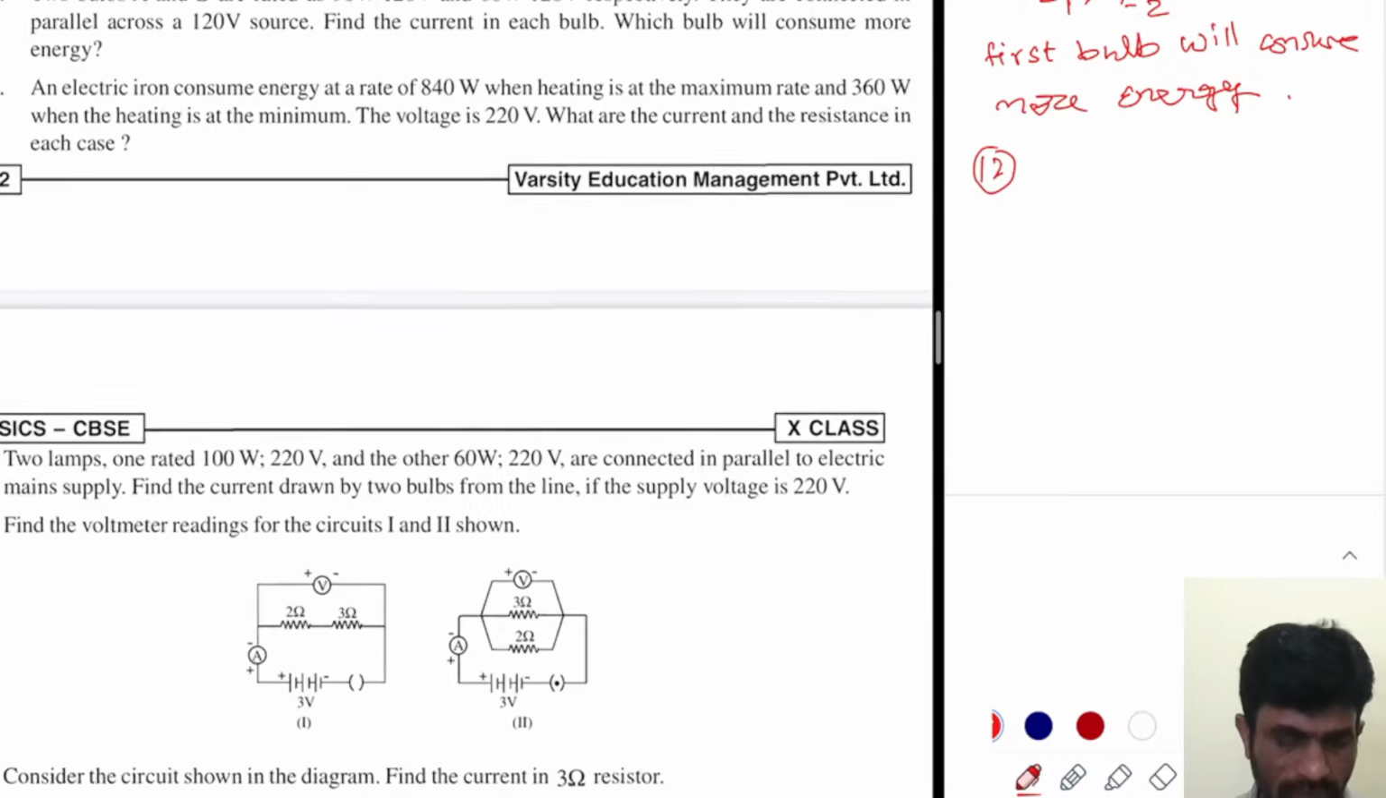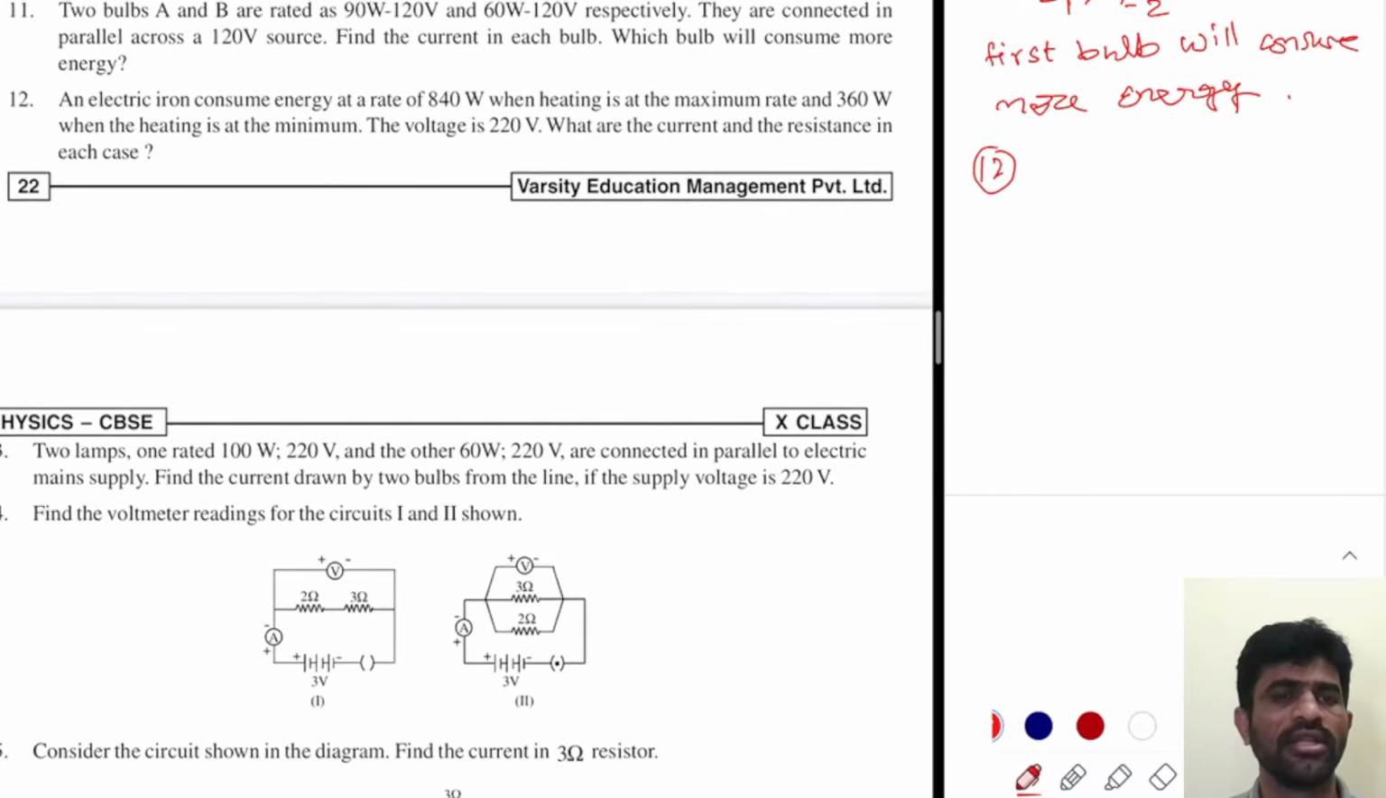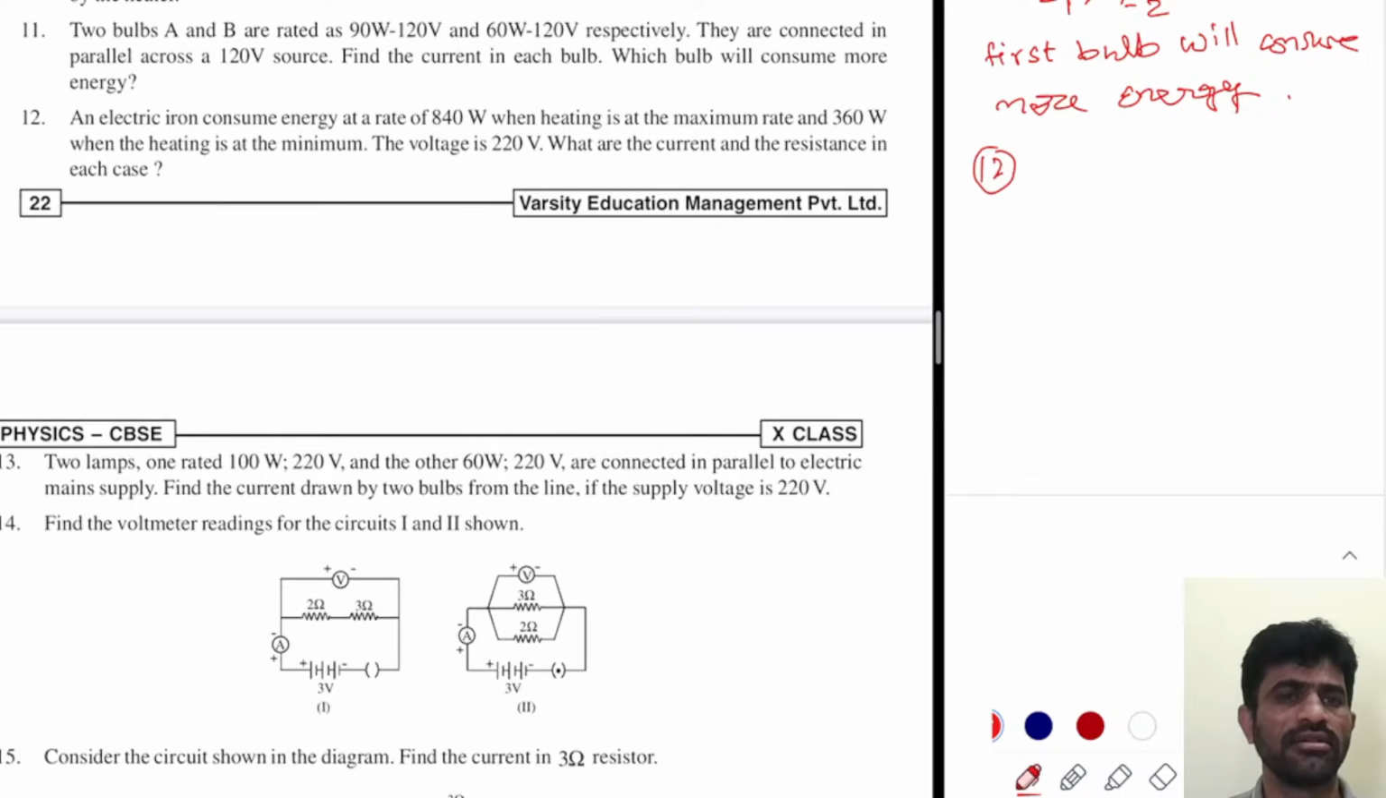That's okay. Now question number 12. In question number 12, they said an iron consumes energy at the rate of 840 watt when heating is at the maximum rate, and 360 watt when heating is at the minimum. In the first case it is maximum, in the second case it is minimum. The voltage is 220 volt. What are the current and resistance in each case? So we have to find out in the first case what is the current, in the second case what is the current.